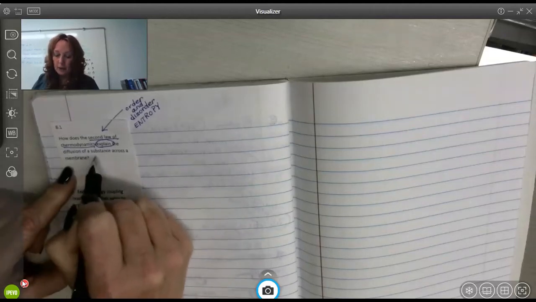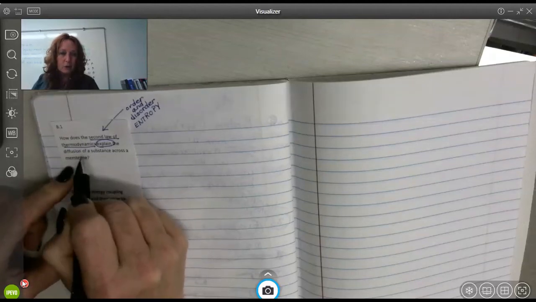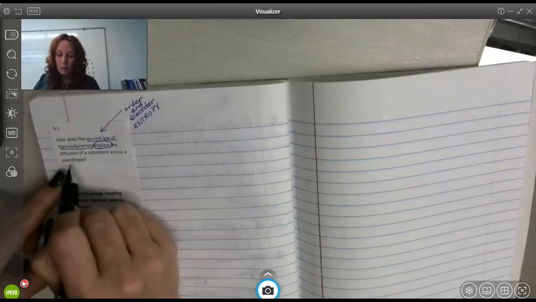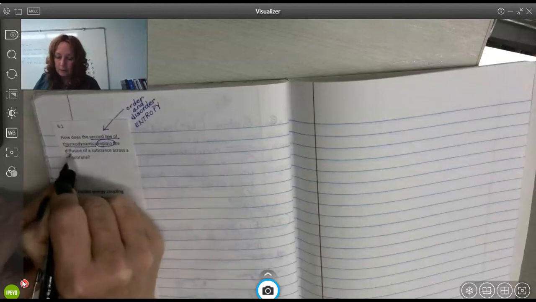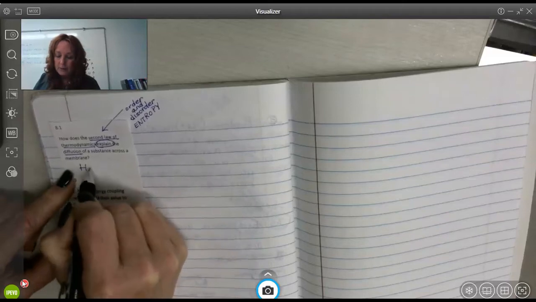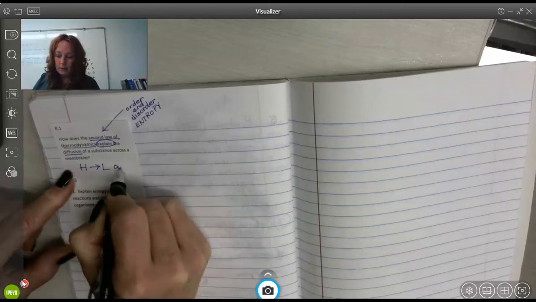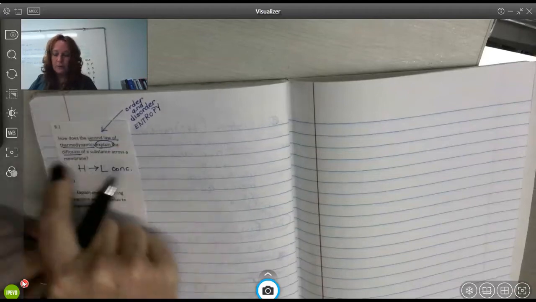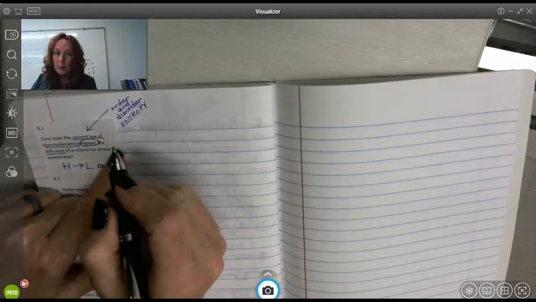Explaining the diffusion of a substance across a membrane, being able to connect how those two relate is the whole point of the question. But you've got to remember, okay, when they say diffusion of a substance across a membrane, and it's diffusion, they're wanting me to talk about why do substances naturally move from high to low concentrations, and talk about entropy when you do that. So that's the way to reword that. So let's remember about entropy.